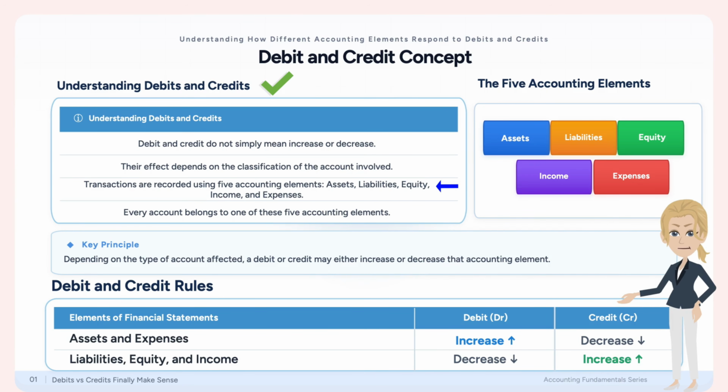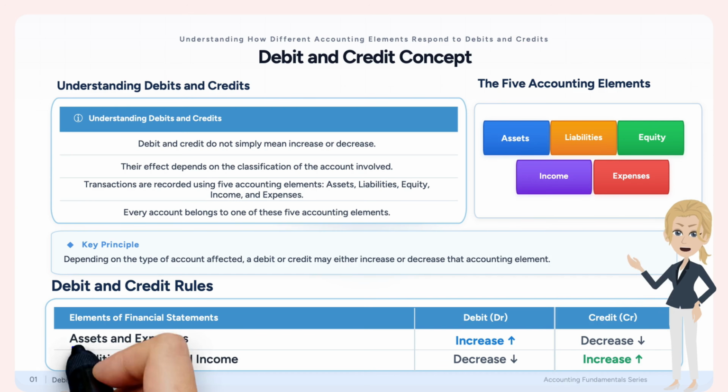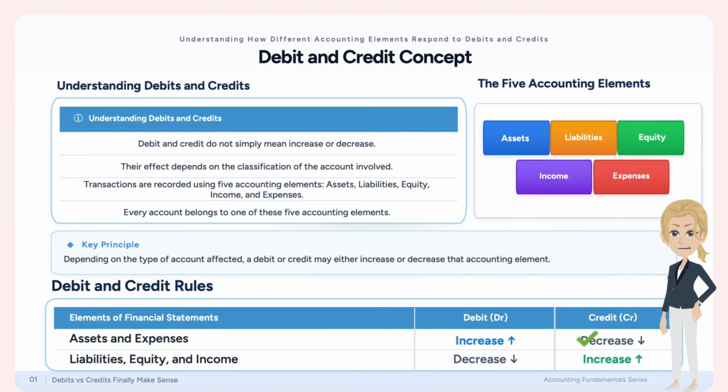In financial accounting, transactions are recorded by considering the underlying accounting elements, namely assets, liabilities, equity, income, and expenses. Every account within a business falls into one of these 5 accounting elements. Depending on the type of account affected, a debit or credit may either increase or decrease that accounting element. A useful way to remember the debit and credit rules is that assets and expenses normally increase with debits, while liabilities, equity, and income normally increase with credits.